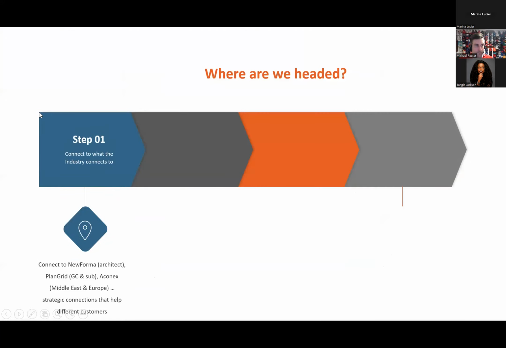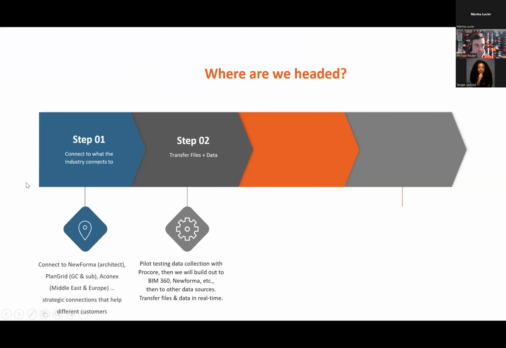So where are we headed with 360 Sync? First, we're going to connect to Newforma, PlanGrid, Aconex here, strategic connections that help different customers. Step 2 is transfer of files and data, pilot testing, data collection with Procore. Then we'll build out to BIM 360, Newforma, then to other data sources and transfer files and data in real time.